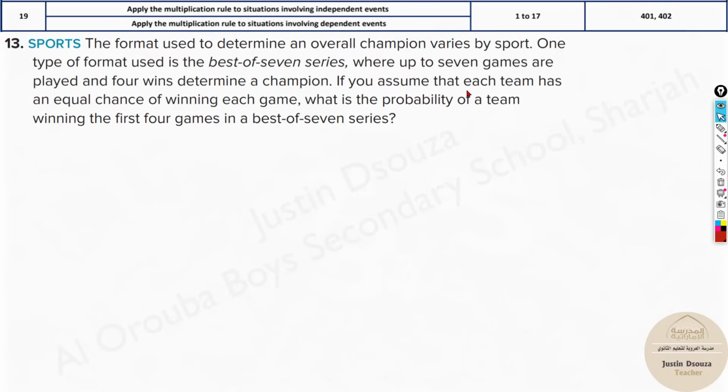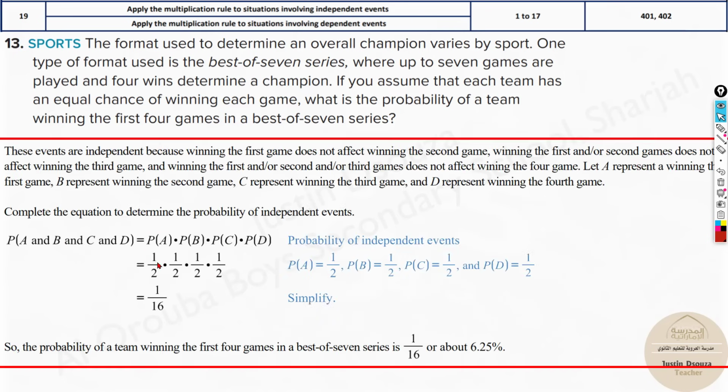Now, here you need to understand this sentence. If you assume that each team has an equal chance of winning, so this is not dependent, it is basically independent. Okay, so all you need to do is independent, 50%, right? Equal chance means 50%, it's half. Just multiply half throughout. How many? 4 games, right? Half, half, half, half. It is a 6.25% chance of winning.